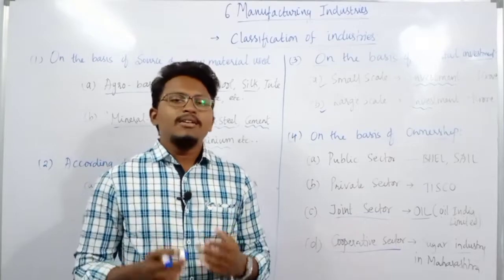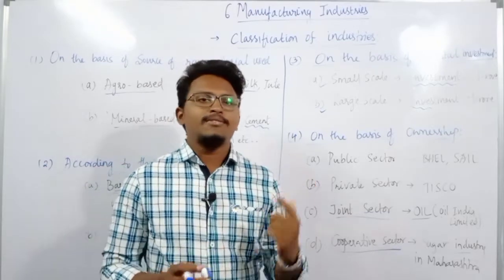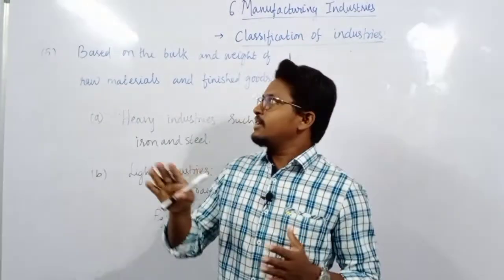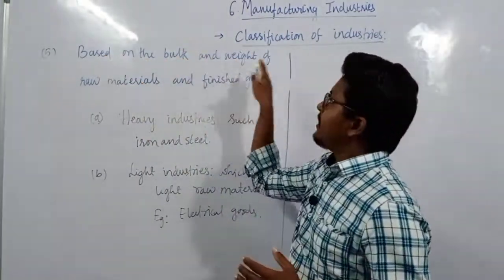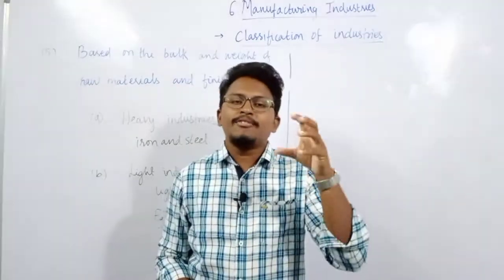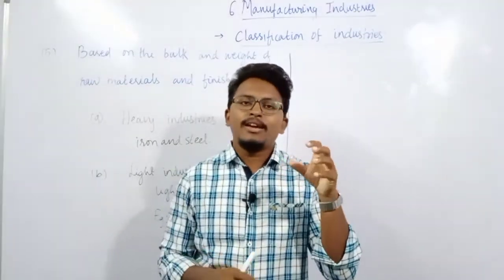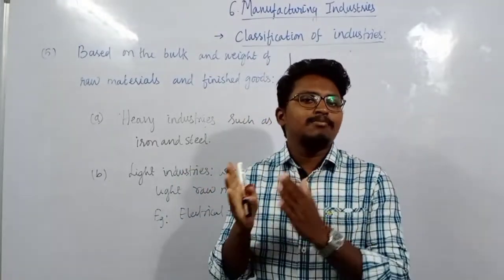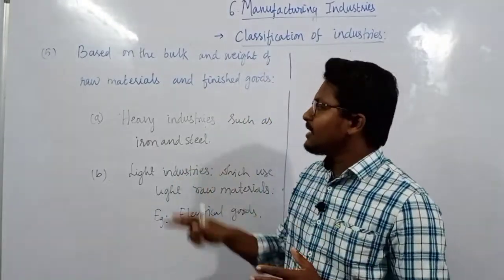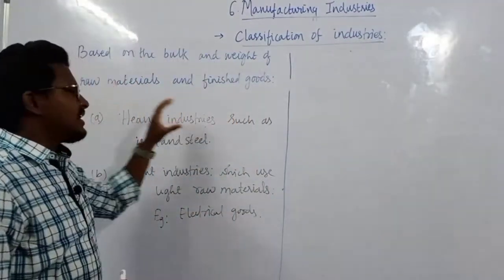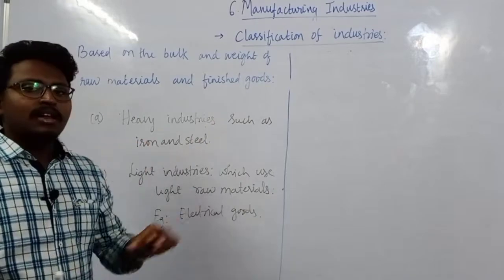So next we will discuss the other type of classification of industries. We will see the last type, that is based on the bulk and weight of the raw materials and finished goods. That means depending upon the weight of the raw material and the weight of the output, how much bulk it is. Depending upon that, again there are 2 different types of industries: heavy industries and light industries.